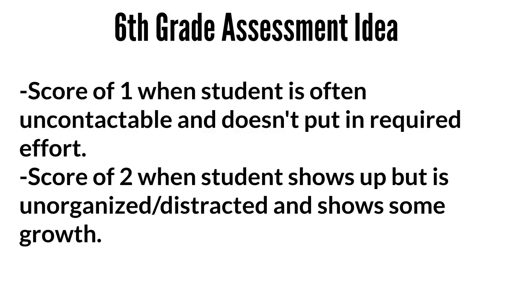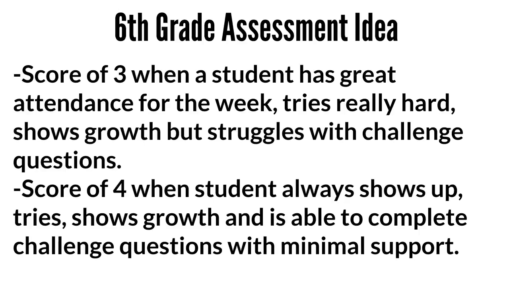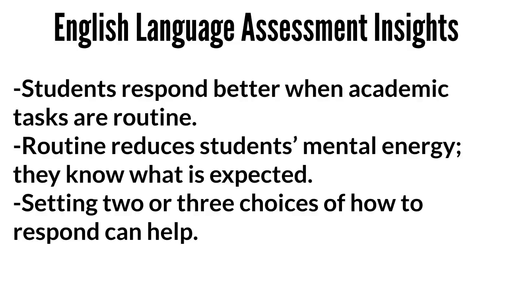Score of 2 when student shows up but is unorganized, distracted, and shows some growth. Score of 3 when a student has great attendance for the week, tries really hard, shows growth, but struggles with challenge questions. Score of 4 when student always shows up, tries, shows growth, and is able to complete challenge questions with minimal support.